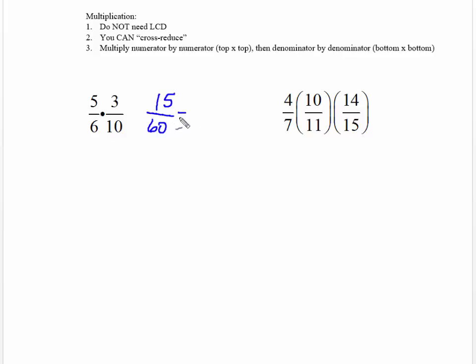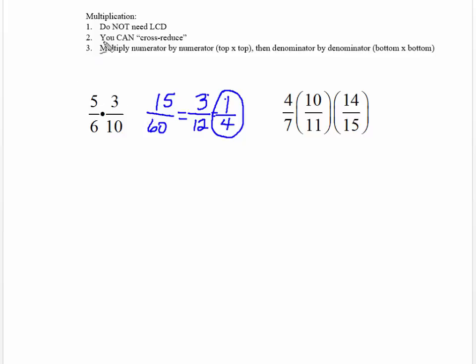So I'm going to look at this real quick and I'm going to say, well, what numbers will go into 15 and 60? I know 5 will. So 5 will go into 15 3 times. And 5 will go into 60 12 times. And look, I still have things that can go in here. So 3 will go into both. 3 will go into 3 1 time. And 3 will go into 12 4 times. So my final answer is 1/4.